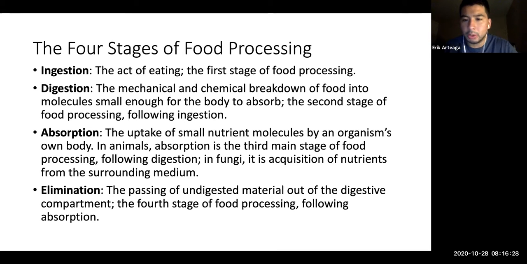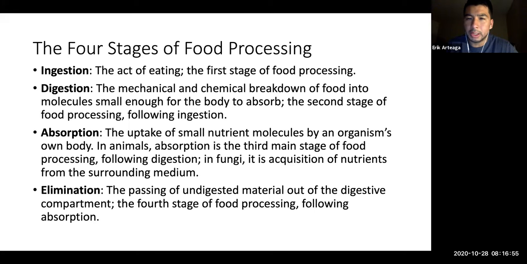Digestion. This is a mechanical and chemical breakdown of food into molecules small enough for the body to absorb. The second stage of food processing following ingestion. Okay, so digestion. Absorption. This is going to be the uptake of small nutrient molecules by an organism's own body. In animals, absorption is the third stage of food processing, following digestion. In fungi, it is the acquisition of nutrients from the surrounding medium.